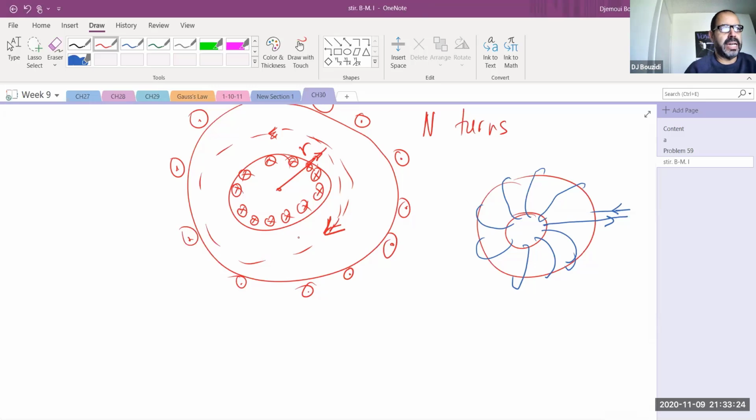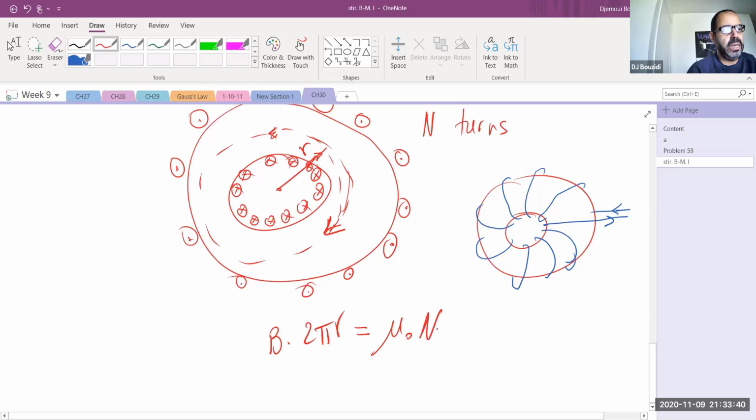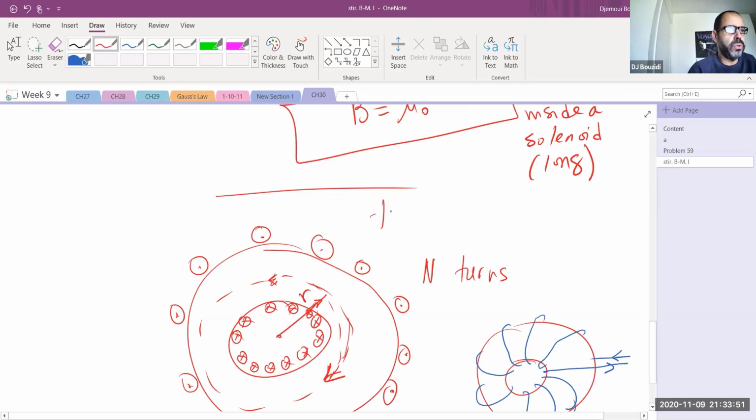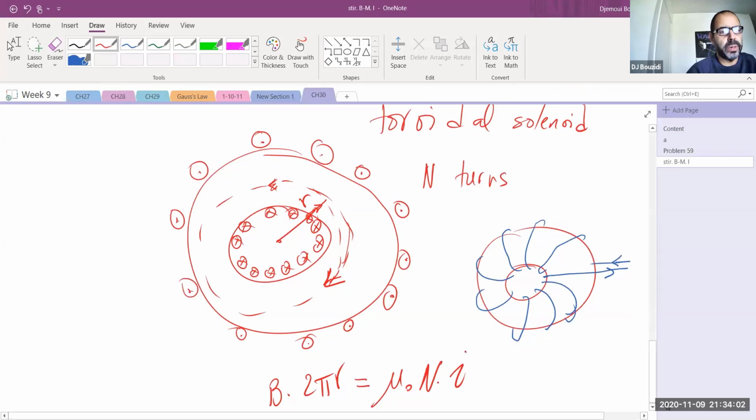So on the other side, I'm going to just write it positive because I'm circulating in the positive direction. So B times the circulation is just B times 2 pi r, because the circumference of the circle is 2 pi r, is equal to, again, I took n turns now, mu naught times n. This is not the packing. This is the actual number of turns times the current that is running through it. So the magnetic field inside the toroid, this shape that is called a toroidal solenoid. Okay, that's this shape. It's not a long wire like the first one, okay?